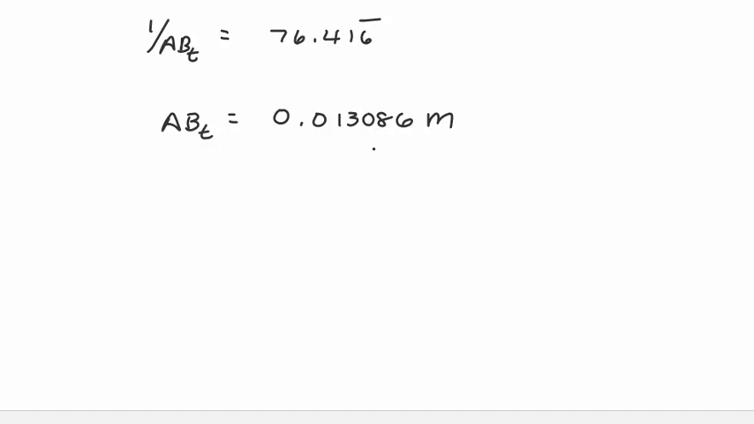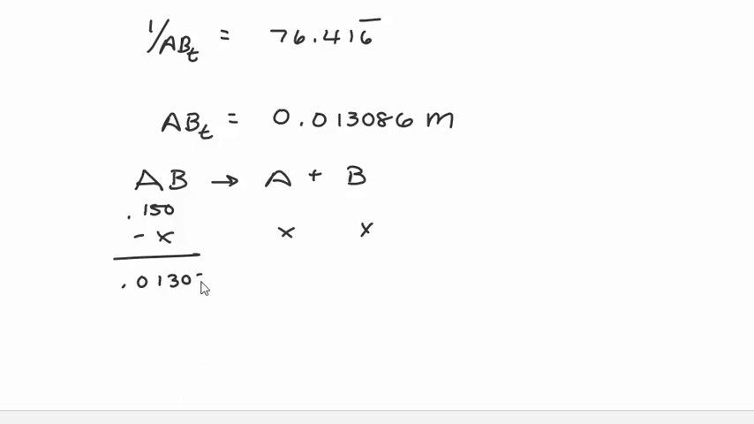Now this is the concentration of AB after 90 seconds. So we have to go back to our initial decomposition reaction that looked like this. So remember, this is similar to an equilibrium expression. If we remove some amount, then we create some amount.